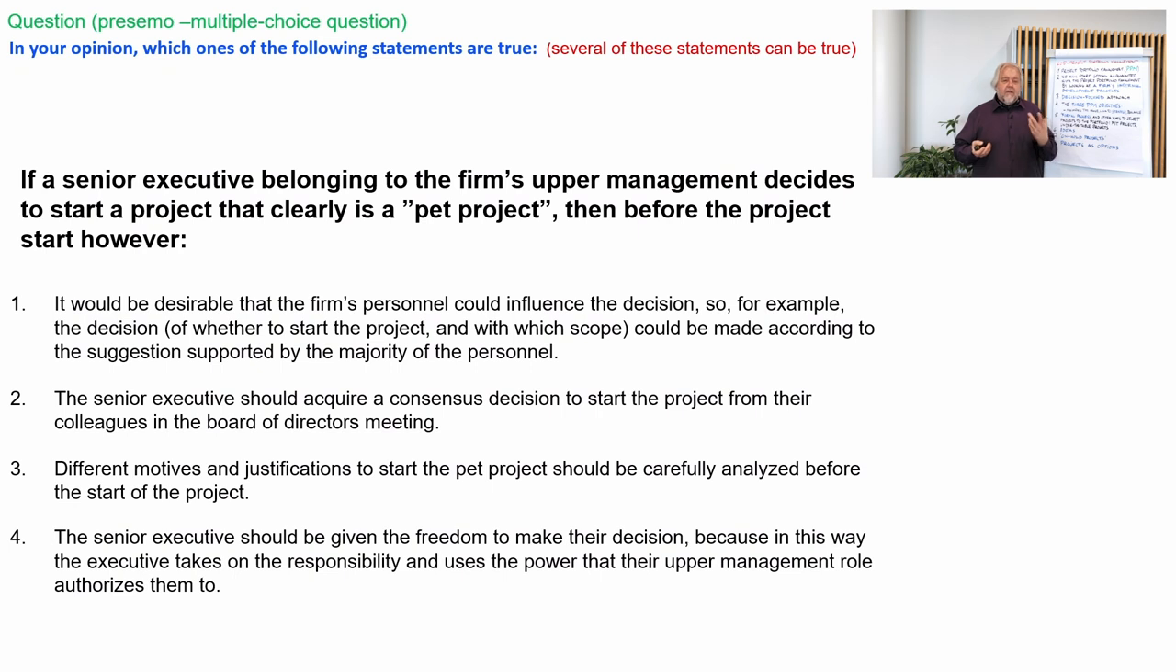Okay, then the second one, the senior executive should acquire a consensus decision to start with the project from their colleagues in the board of directors meeting. I wouldn't tick this either. I think that the senior executives each have certain areas to take forward in their company, and it is not a question of the executive board making the decision, but each and every senior executive should advance their own responsibility area.